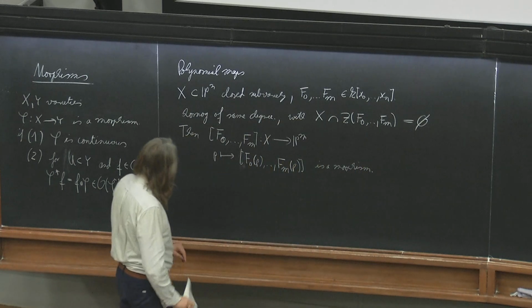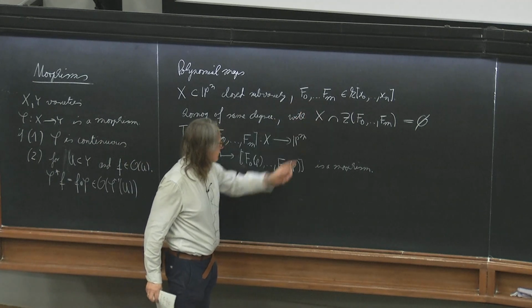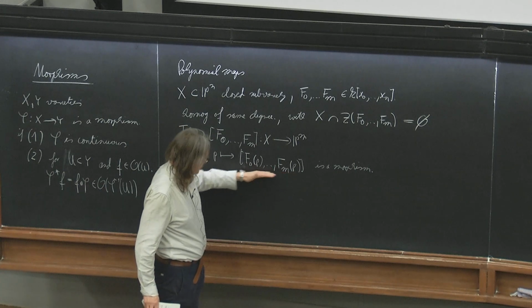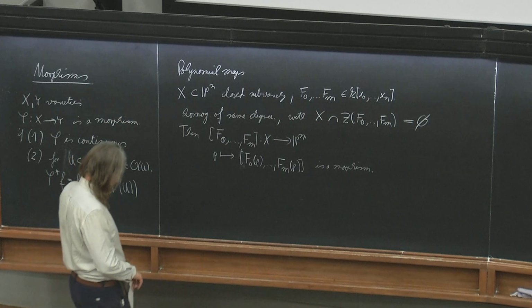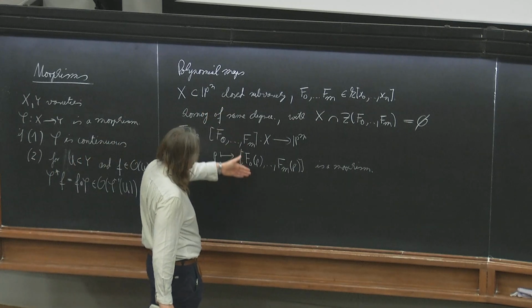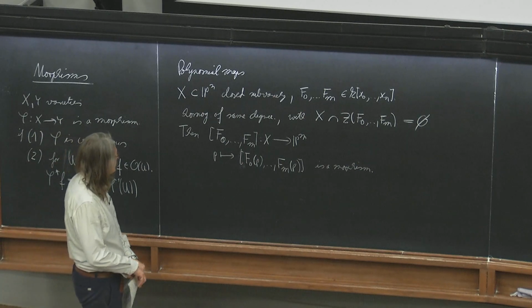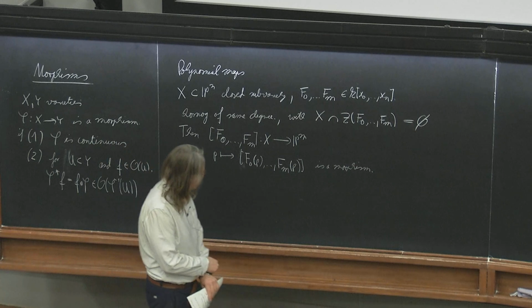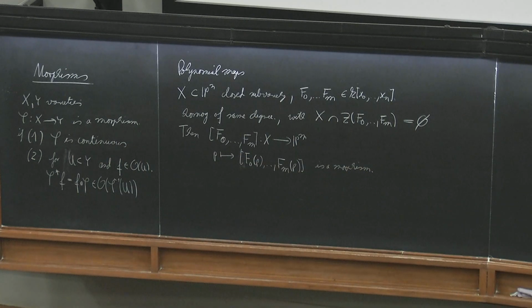This is because I can look at the locus where one of these is not zero, then I divide every one by it, and then it's given by a tuple of rational functions. And the assumptions I made here make sure that the assumptions that we had for morphisms given by rational functions are satisfied. I wanted to give a couple of examples of this.